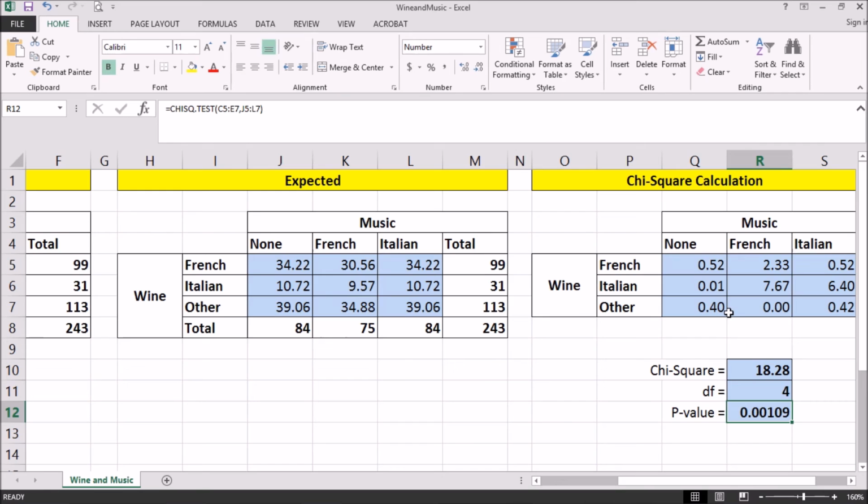So this supports the conclusion that there is a difference in the distribution of wine purchases when no music, French music, or Italian music are played at this grocery store.